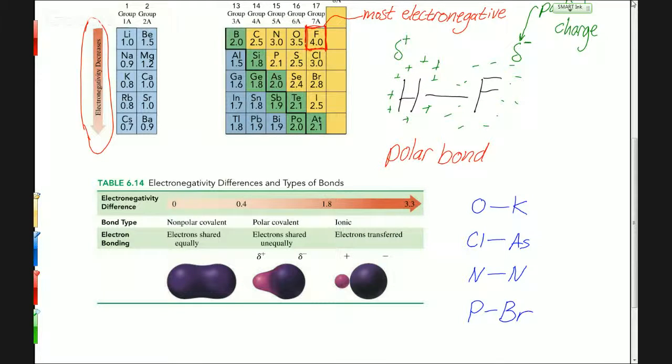Yeah, why? Because the difference is pretty great, right? 0.8 to 3.5 is a pretty big difference. So that falls definitely in the ionic category.